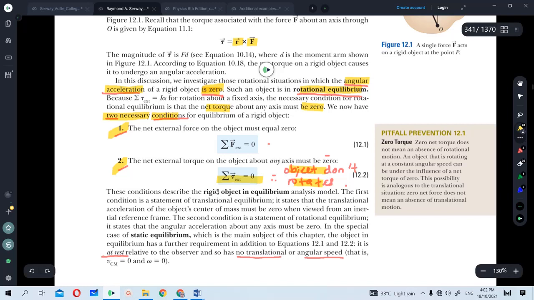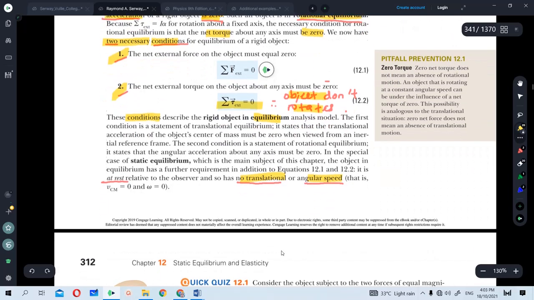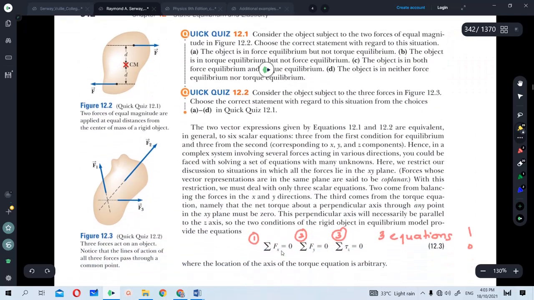So this is what we call the conditions, the requirements for an object to be in equilibrium. No translational, neither angular speed. So the object must be at rest.